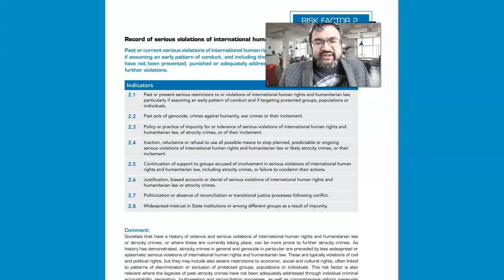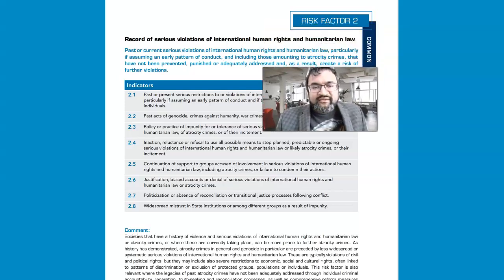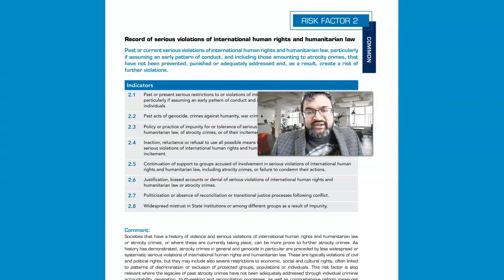And now I'm going to go over Risk Factor 2 and the 8 indicators which comprise Risk Factor 2. So Risk Factor 2, the summary is record of serious violations of international human rights and humanitarian law. So past or current serious violations of international human rights and humanitarian law, particularly if assuming an early pattern of conduct, including those amounting to atrocity crimes that have not been prevented, punished, or adequately addressed. This will create future violations.